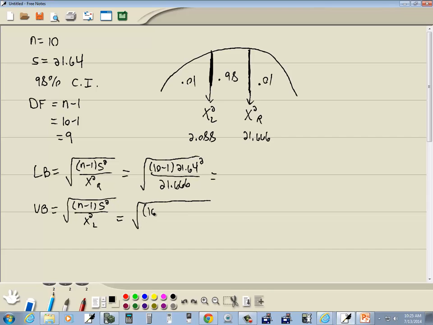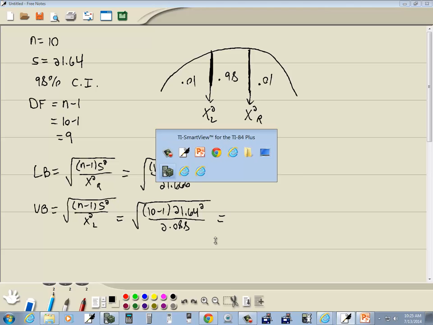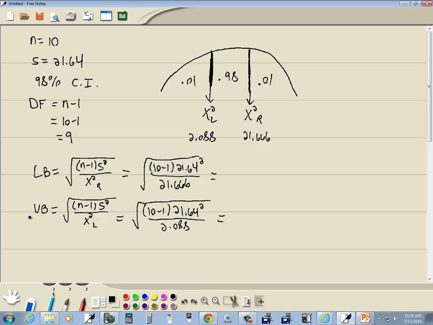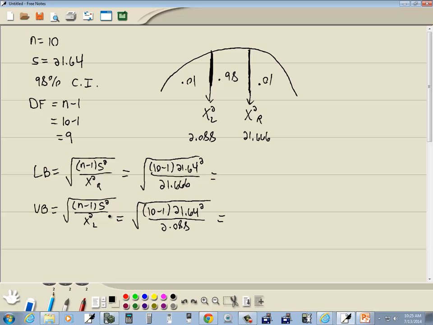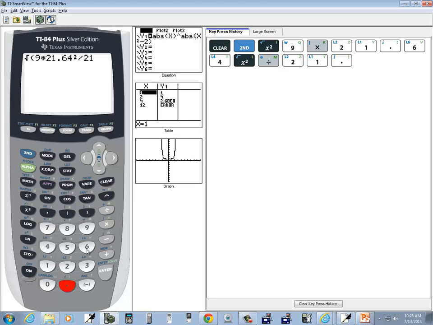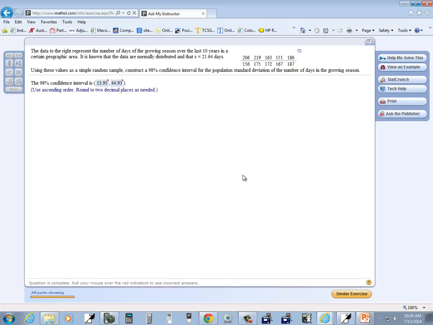Now I do the same thing with this one. So I have 10 minus 1, S is 21.64 squared, divided by the left chi-square, which is 2.088. Okay, so we've got the square root, second x squared. 10 minus 1, I'll just put 9 in. 9 times 21.64 squared divided by 21.666. Enter. Probably 2 decimal places if I had to guess. That's what a lot of them go to, but I better not guess. 2 decimal places. Okay, so it's 13.95.